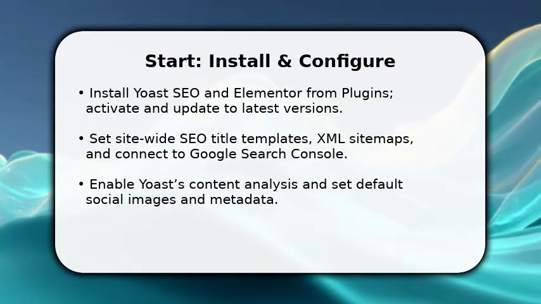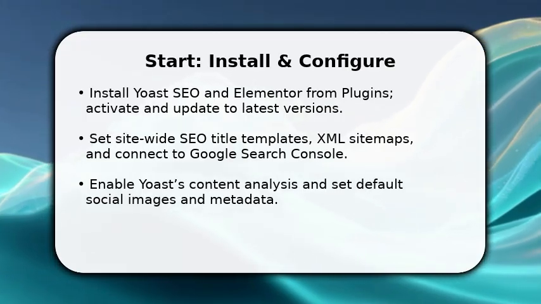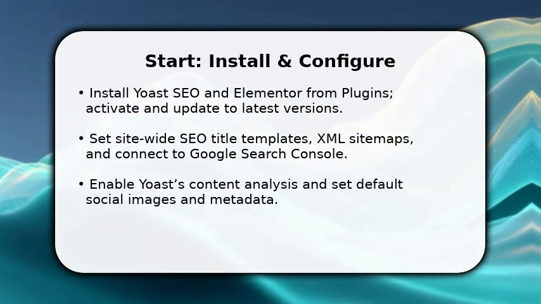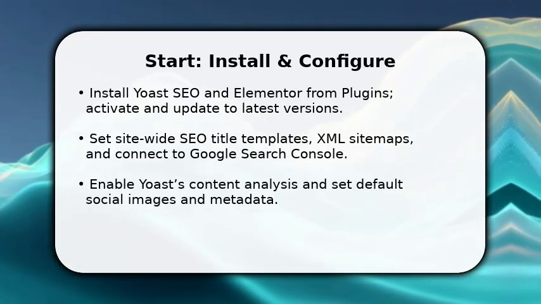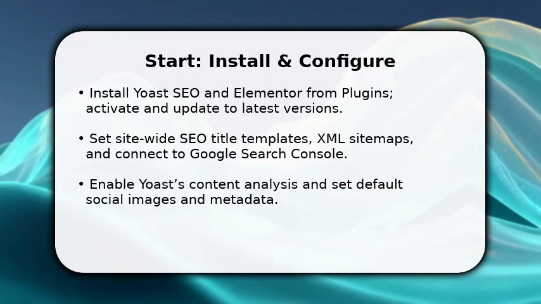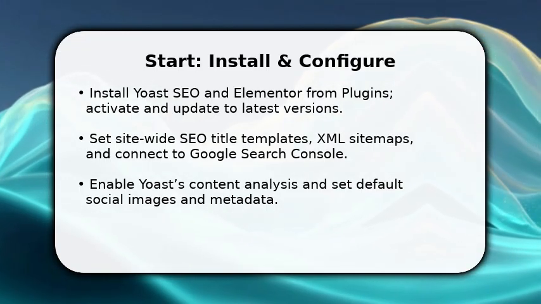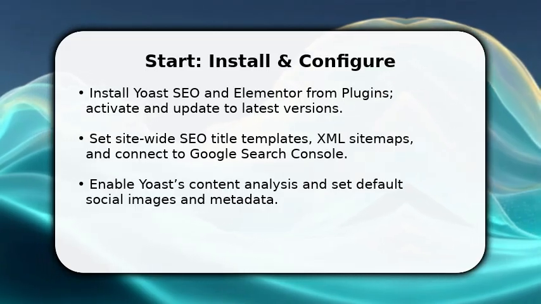You begin by ensuring plugins and a child theme are active so settings persist. Install Yoast SEO and Elementor, then open Yoast's configuration wizard to set site title, XML sitemap, and visibility rules. Once done, connect the sitemap to Google Search Console and set default social images.